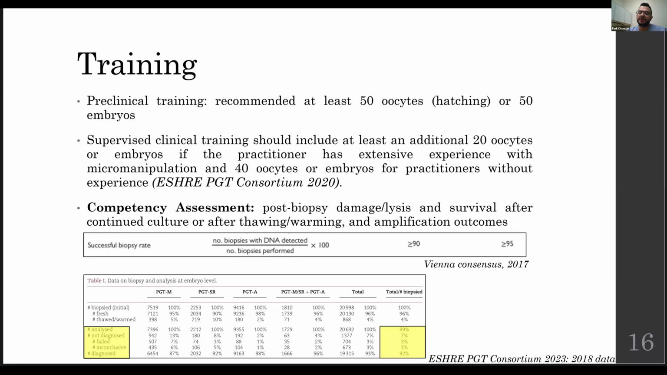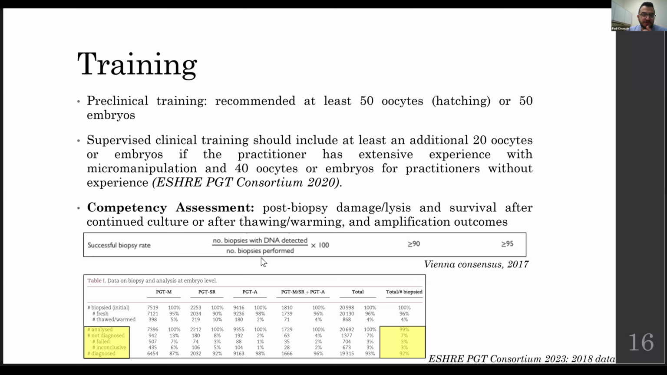So now let's move to the technique more. Now we tackle the setup of the lab and the setup of the preparations pre-PGT. But I need to emphasize that maintaining high quality outcomes in trophectoderm biopsy also depends on operator proficiency. Preclinical training is recommended, as stated by the ESHRE PGT Consortium, on at least 50 oocytes or 50 embryos to build foundational skills. For clinical application, supervised training should include at least 20 additional cases for practitioners with prior micromanipulation experience and 40 cases for those without. As for competency assessment, they should include evaluation of post-biopsy damage or lysis, survival following continued culture or warming, and the quality of genetic amplification outcomes.